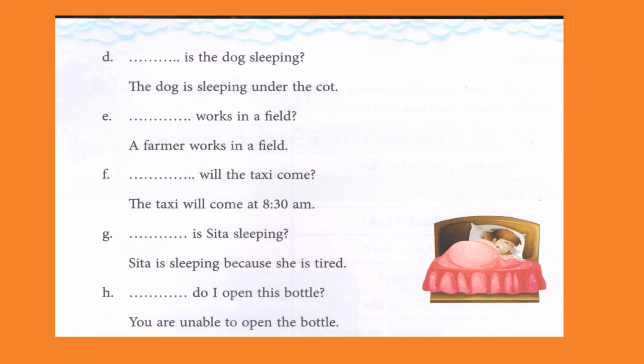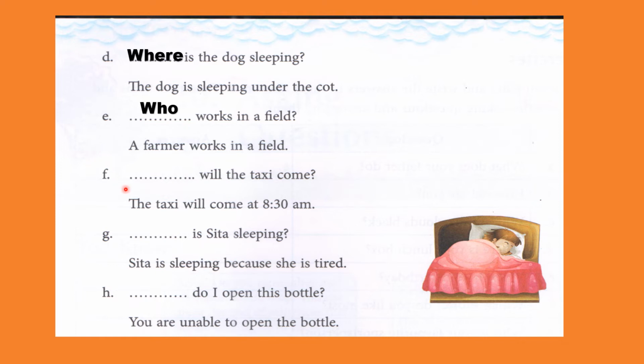D. Dash is the dog sleeping? Here the dog is sleeping under the cot. So you will say, Where is the dog sleeping? E. Dash works in a field. So here the answer is a farmer works in a field. So the question word will be: Who works in a field?